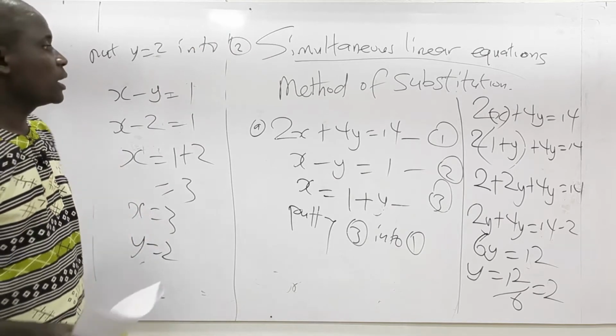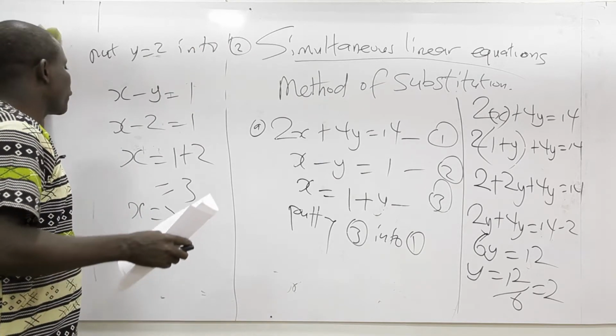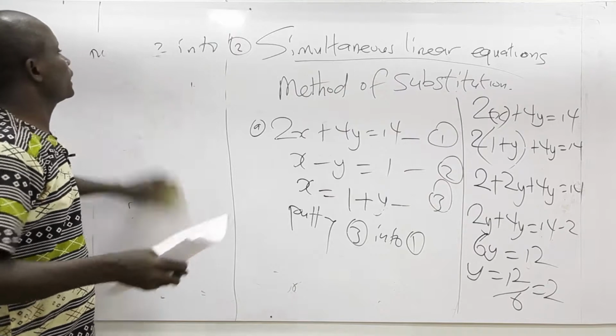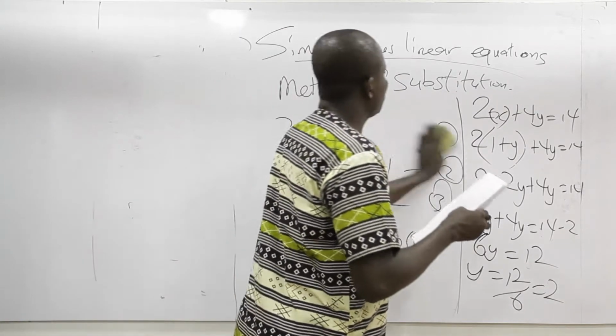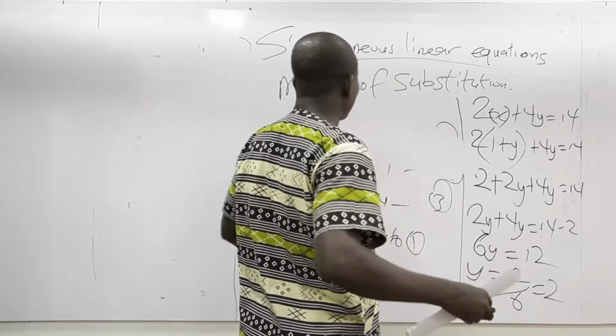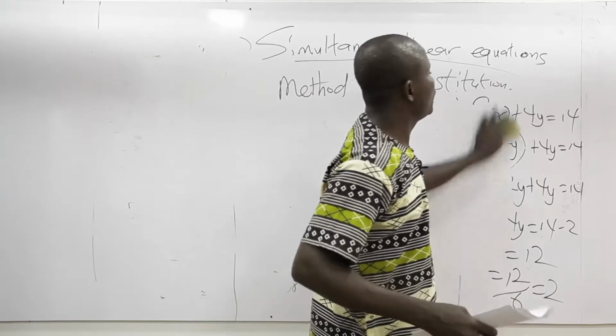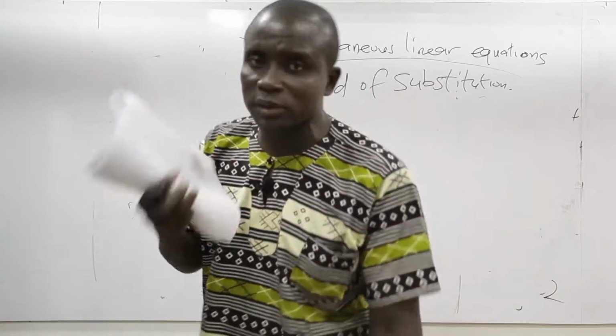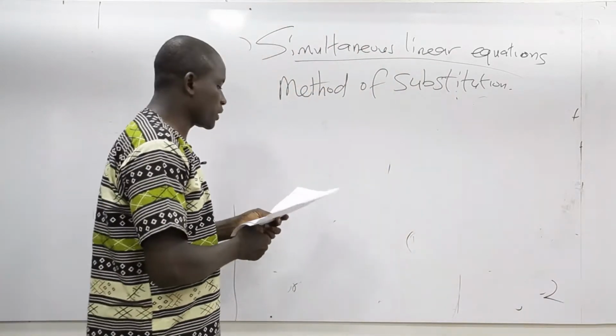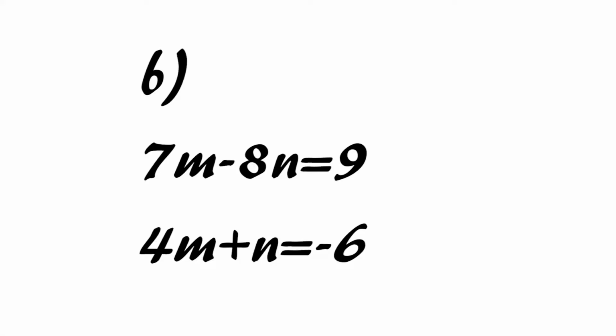So, as we have finished, we are moving to B. Still, we are on simultaneous equations involving two variables. This is the method of substitution. Why is it substitution? Because we substituted it into A. Exactly. Now let's look at another one.